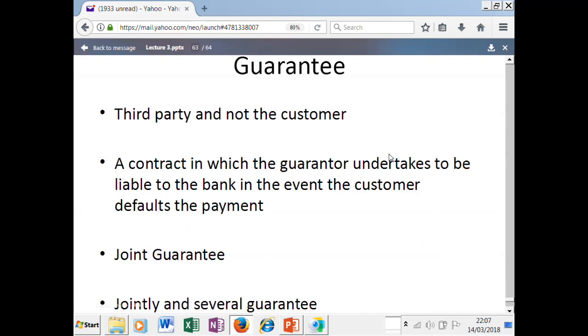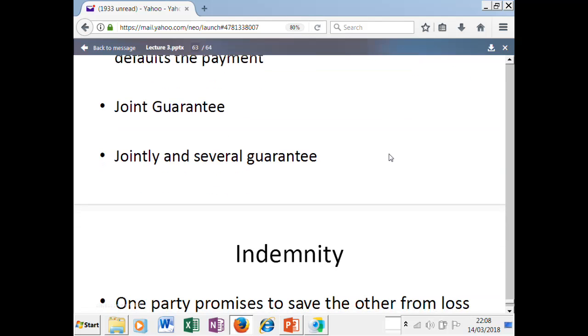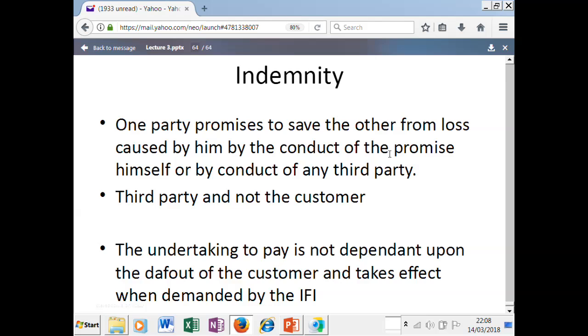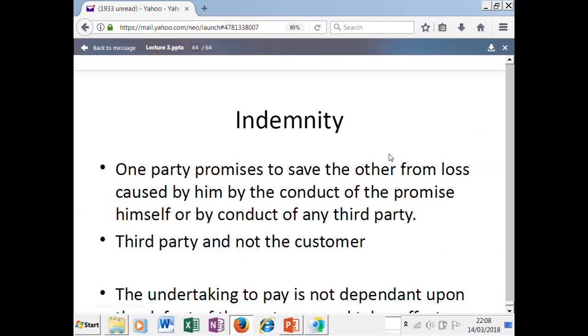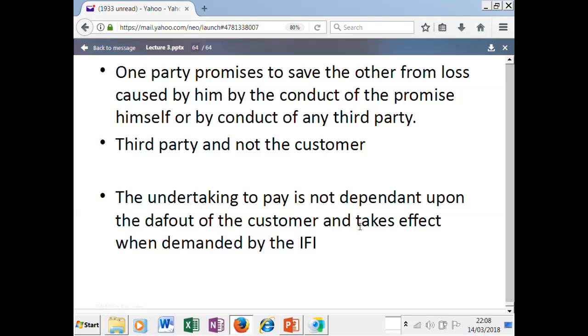Alright. And then type of form of securities, guarantee, any type of form of security. Guarantee, tadi guarantor. Joint guarantee, joint liable guarantee, indemnity. Indemnity. One party promised to save the other from losses caused by the conduct of the promisor himself and conduct by other party, third party and not the customer. Okay, this is indemnity lah. Dia macam insurance kan. Undertaking to pay is not dependent upon the default of the customer and takes effect when demanded by the IFI. Habis dah.